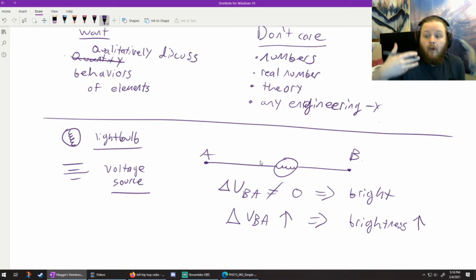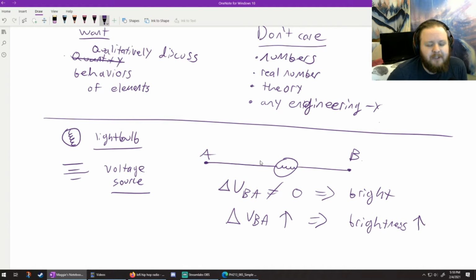So I'm just positing that this relationship exists between these things, and that if I increase the potential difference across this light bulb, then its brightness will increase. And I think that makes sense, right? If you hook up a light bulb, don't do this in real life, to a higher voltage source, it will be brighter.